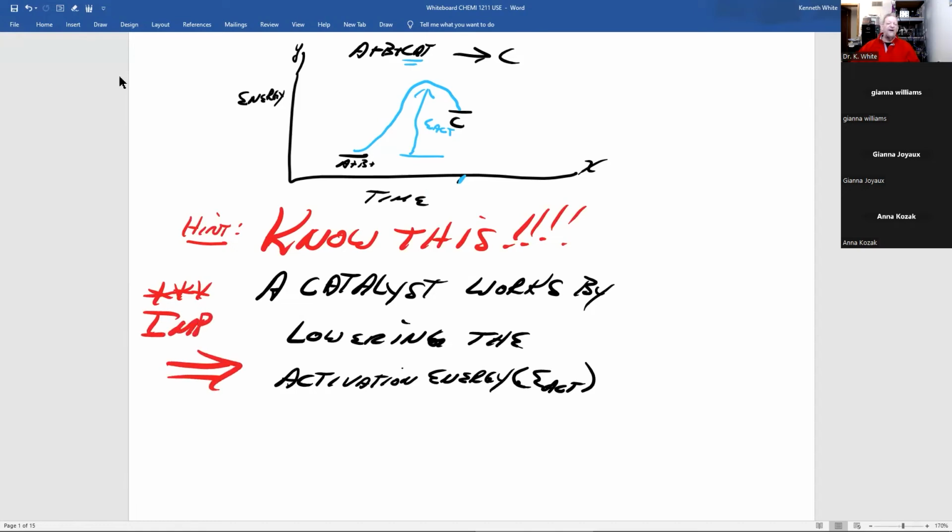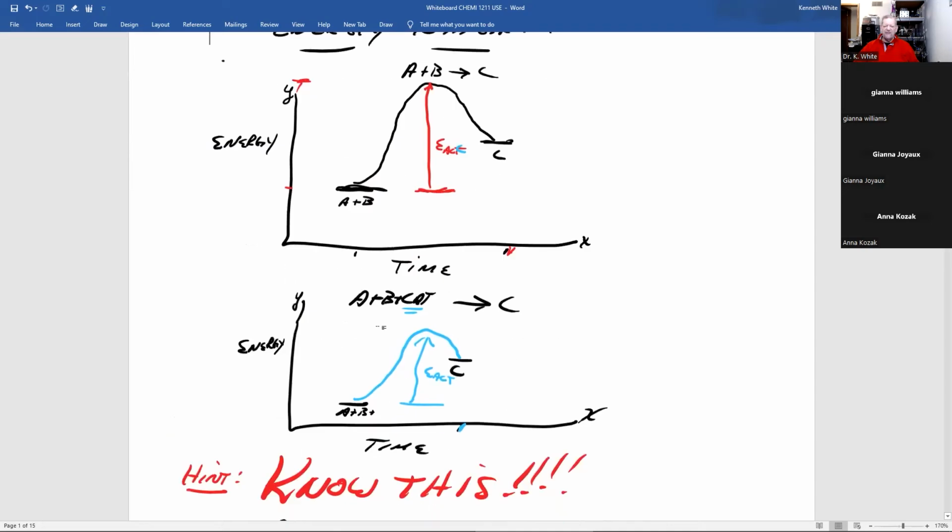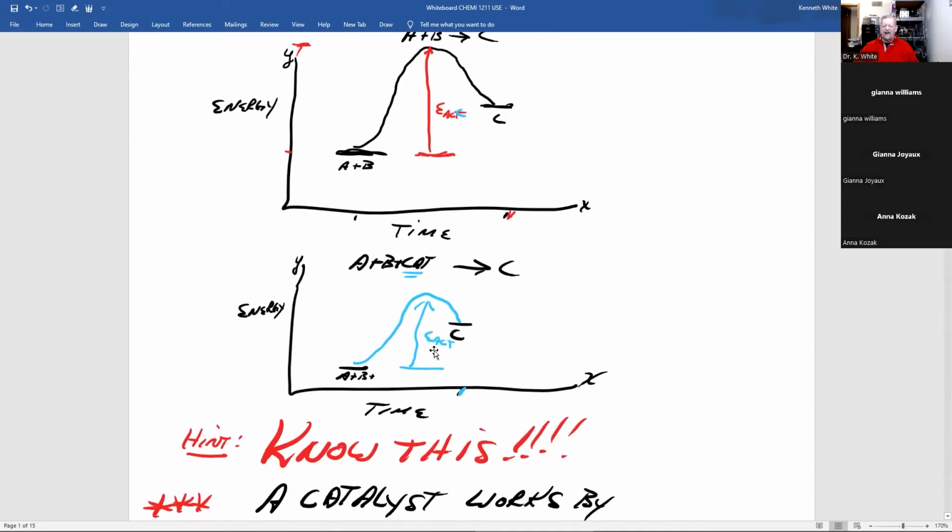You should know, how does a catalyst work? A catalyst works by lowering the activation energy, also known as E sub act. So when you use a catalyst, it makes this blue activation energy smaller than this. It's easier to go up the hill and over and down to grandmother's house.